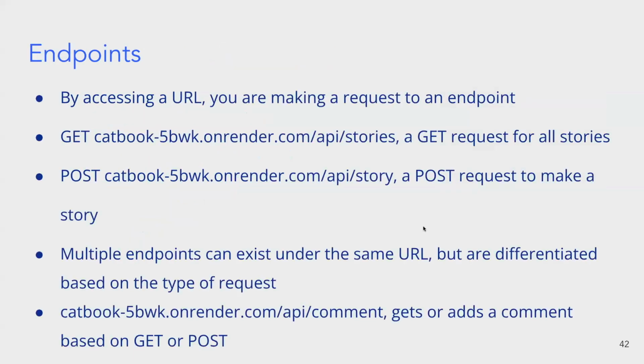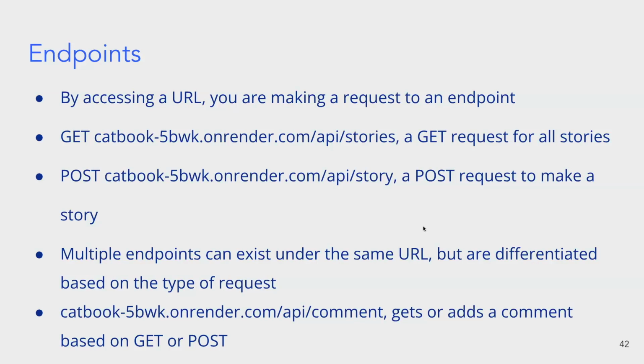So endpoints. First off, let's assume that we're in the domain where Catbook is hosted on Render, which is catbook 5bwk on render.com. So when you access the URL, you're making a request to an endpoint. This is even when you're loading a normal page. That's just a GET request. And when the page loads, that means that you got some 200 and some content came out, typically.